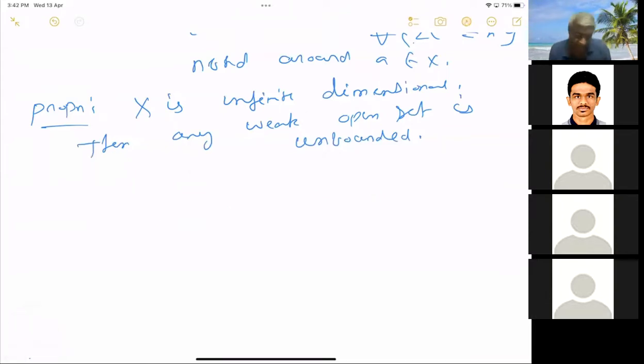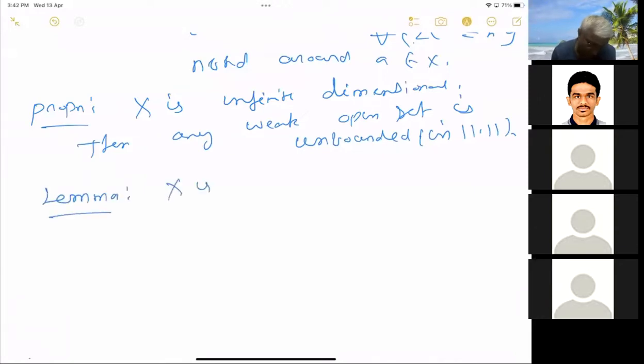So we want to prove this proposition. In an infinite dimensional normed linear space, any weak open set is unbounded. I mean, it's unbounded in norm. When we say bounded or unbounded, we need a metric, so that is the norm. Unbounded in norm. So to prove this, I need the following lemma.